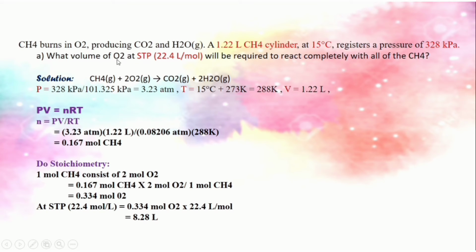Because the question wants STP, we must convert to atm first, which is 328 kPa divided by 101.325 kPa. So we get 3.23 atm. The temperature also we must convert to Kelvin, which is 15 degrees Celsius plus 273 Kelvin. So we got 288 Kelvin.